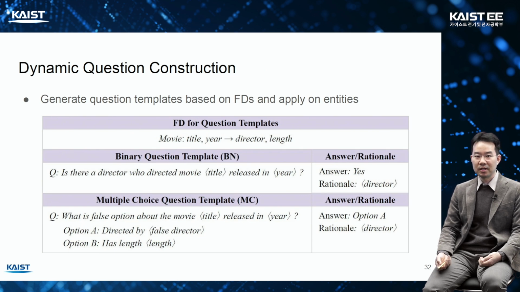Using these integrity constraints and the database, we can perform dynamic question construction by generating question templates based on the functional dependencies and applying them on the entities. So continuing with our example, let's say we use the functional dependency, title, year to director, length, to construct the following questions. First, we can create a binary question template like the one shown in the middle, asking, is there a director who directed movie title released in year? And the answer for this can be yes. And what we're going to look for in the rationale is whether the LLM correctly pinpointed the director of the movie as well. And we can also construct multiple choice questions as shown below.